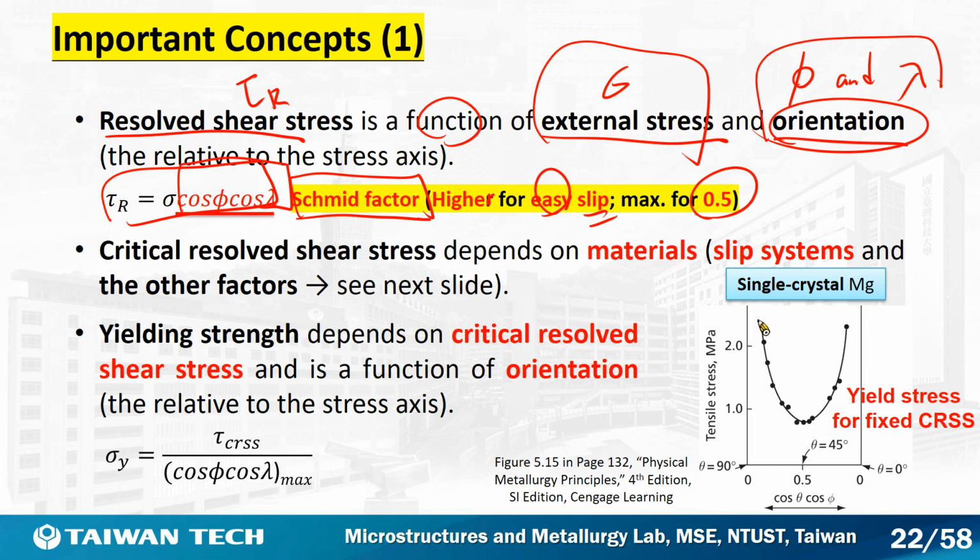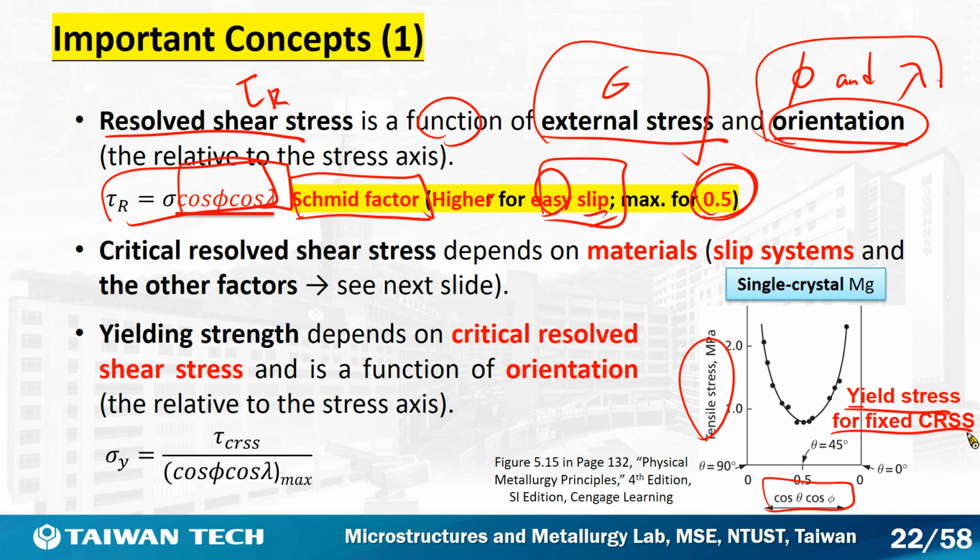Okay, so you can see here, this is the tensile stress, and this is the cosine theta; this is just a different expression. You can see that with different Schmid factors, we will have different tensile stress here. And when the Schmid factor equals 0.5, that is the maximum one, right? So it will be easy for slip.